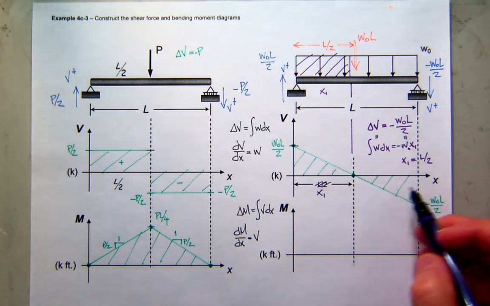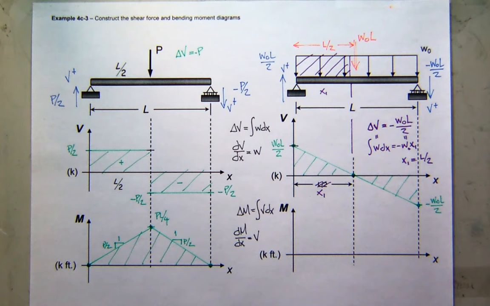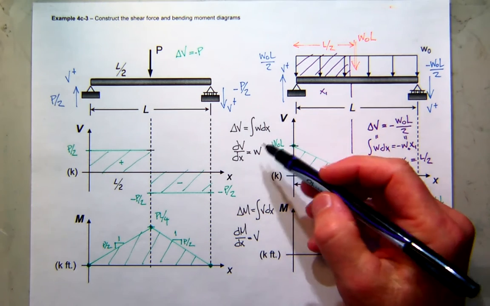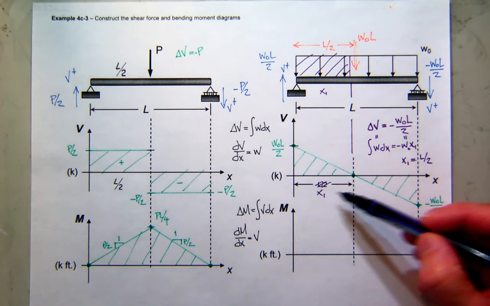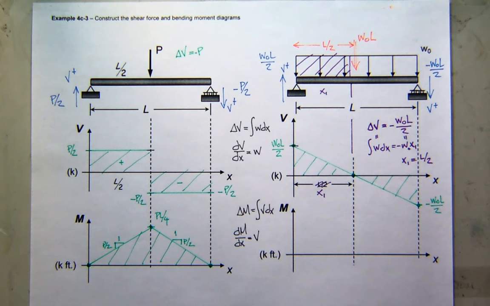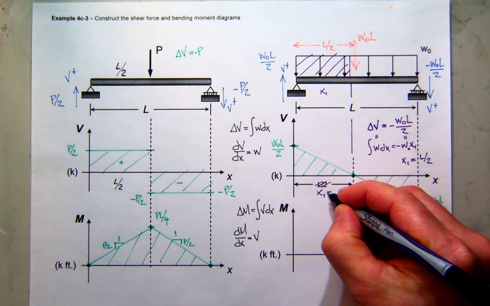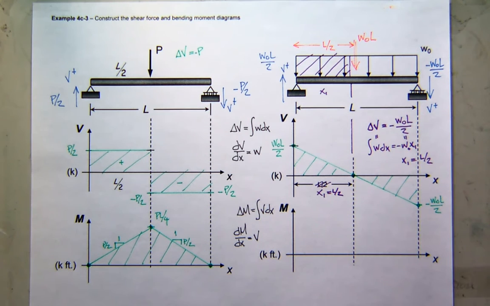Will it always be in the middle? No. But we can use these same relationships that we use to construct the diagram to also find important points. So now I do know that this is L over 2. So now I can build my moment diagram.